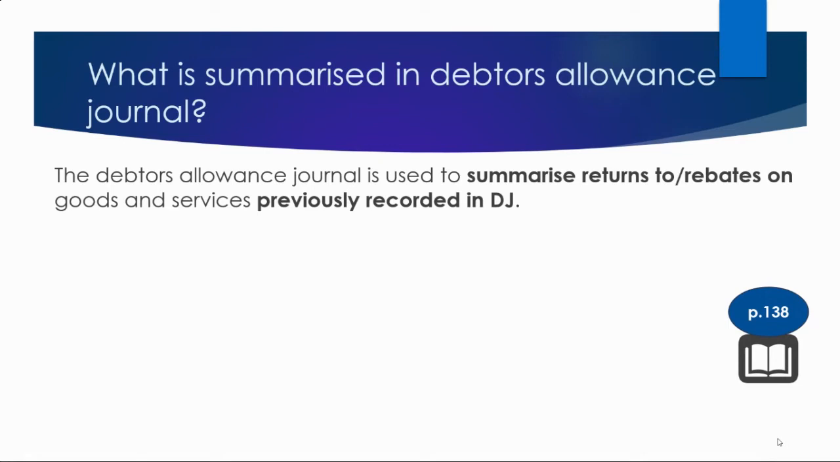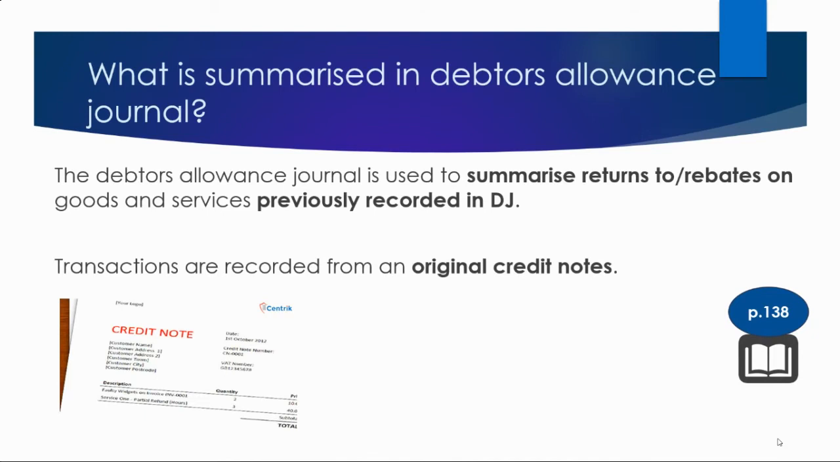Okay, but very important to note, you can only record it in your debtors allowance journal if a previous transaction, so the previous credit sale, was recorded in your debtors journal. So that means I returned something that I previously purchased. Then I record it in the debtors allowance journal. Again, this is just an example of what a credit note would look like, and we recorded these transactions from an original credit note.